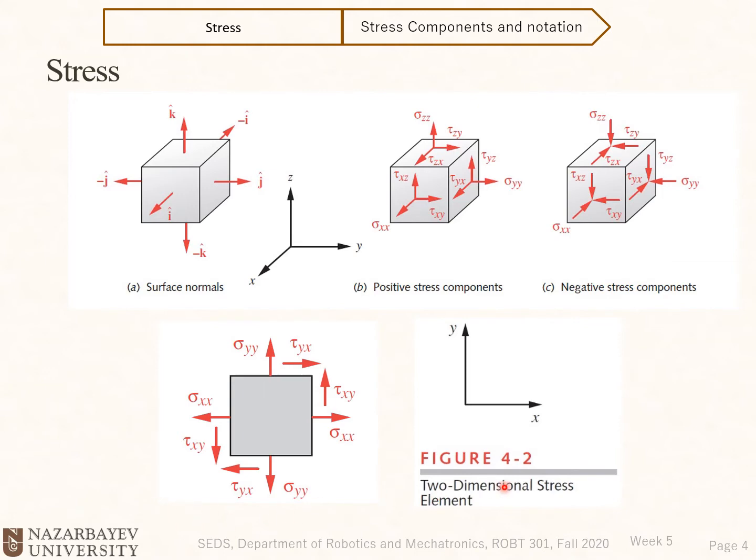Here we have a two-dimensional stress element, okay, that shows only one face of this cube, and is good for analyzing two-dimensional problems to avoid complexity and redundant information. Here you could see we have sigma xx, which is positive, sigma yy is positive, tau xy and tau yx, both here positive. And as we said, tau xy and tau yx are equal.